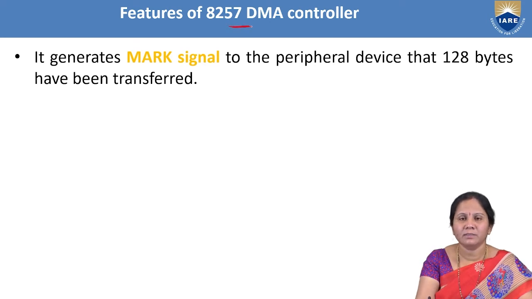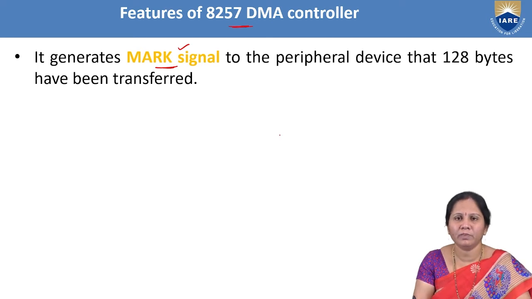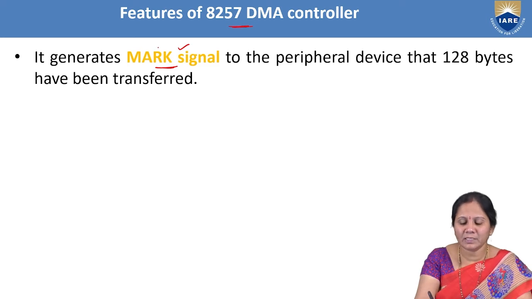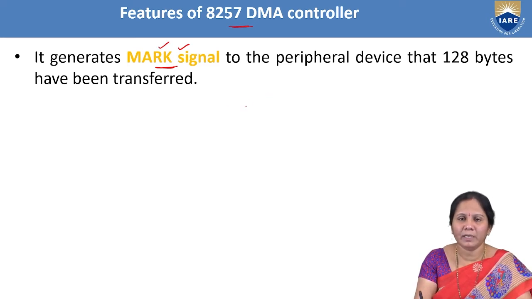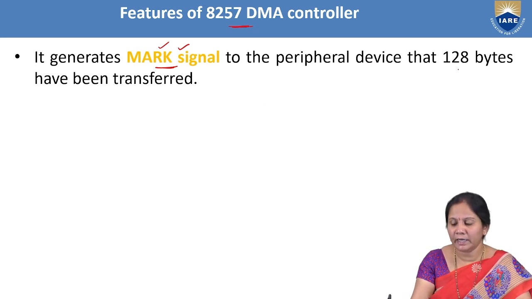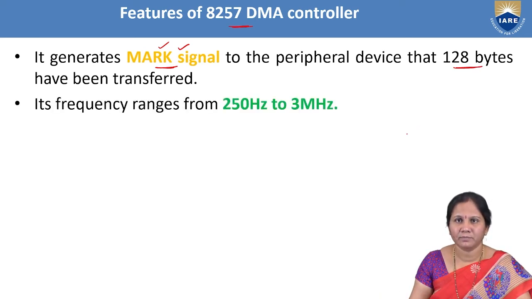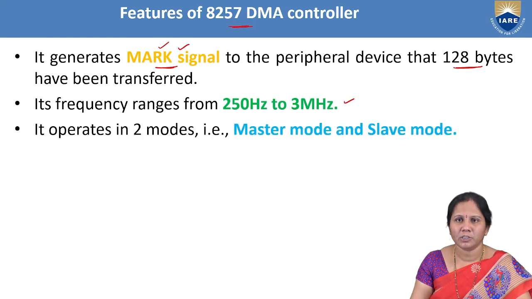And other features of the 8257 DMA controller are, it generates a mark signal. So what does this mark signal mean? If you observe the pin diagram of this DMA controller, among many pins, one of the pins is this mark signal. When this mark signal is enabled, it indicates that 128 bytes have been transferred. And this DMA controller's operating frequency is from 250 Hz to 3 MHz.